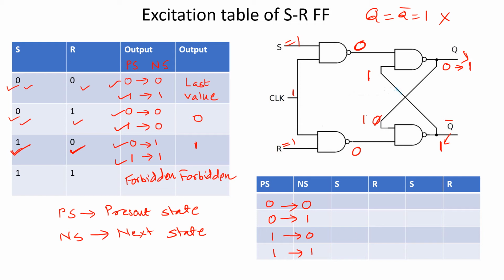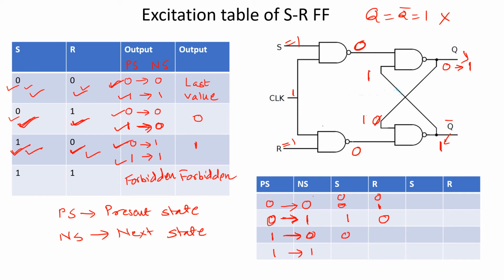0 to 0 I am getting for this condition and for this condition. That means when S is 0, R is 0, I get this. And when S is 0 and R is 1, I get this. Okay. Now let us see for 0 to 1. 0 to 1 I get when S is 1 and R is 0. 1 to 0 I am getting it here. So 1 to 0 I get it for 0 and 1.